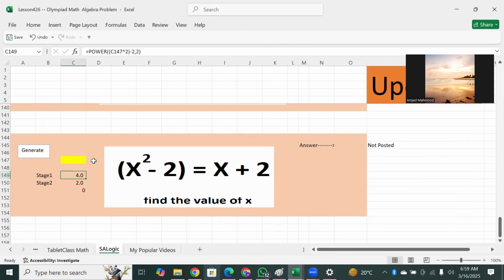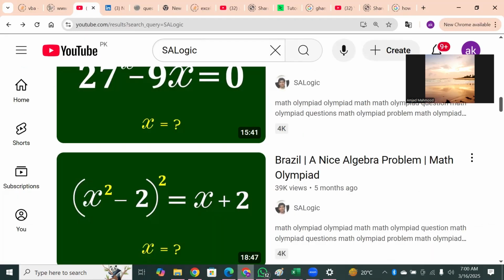It has 2 stages, the stage 1 and stage 2. Stage 2 is simple, x plus 2, that's right. Okay, and stage 1 has exponentiation, that is raised to power 2, right? 147 raised to power 2. Yeah, 147 raised to power 2, and then minus 2. Yeah, 147 raised to power 2 minus 2, right? So this is our equation. I hope I am not missing anything. Let me check it out. Oh, I have missed 1 square in here.